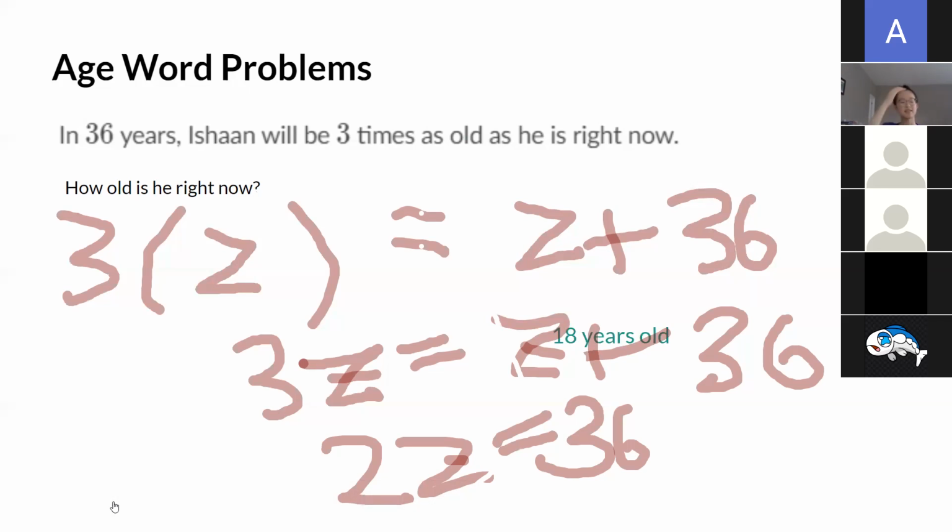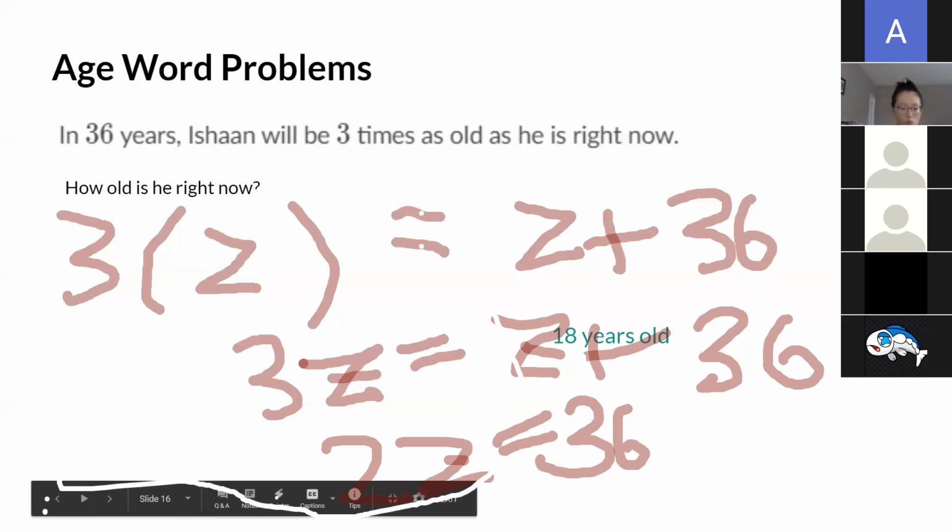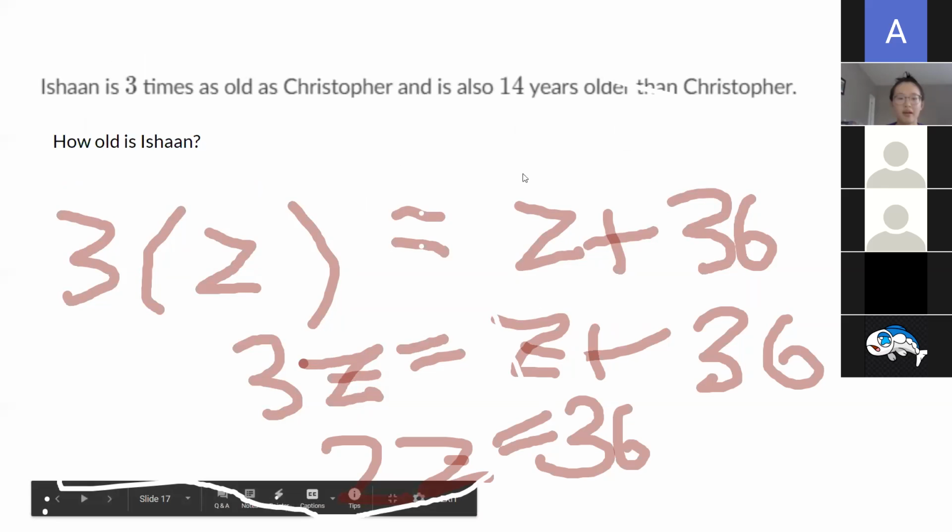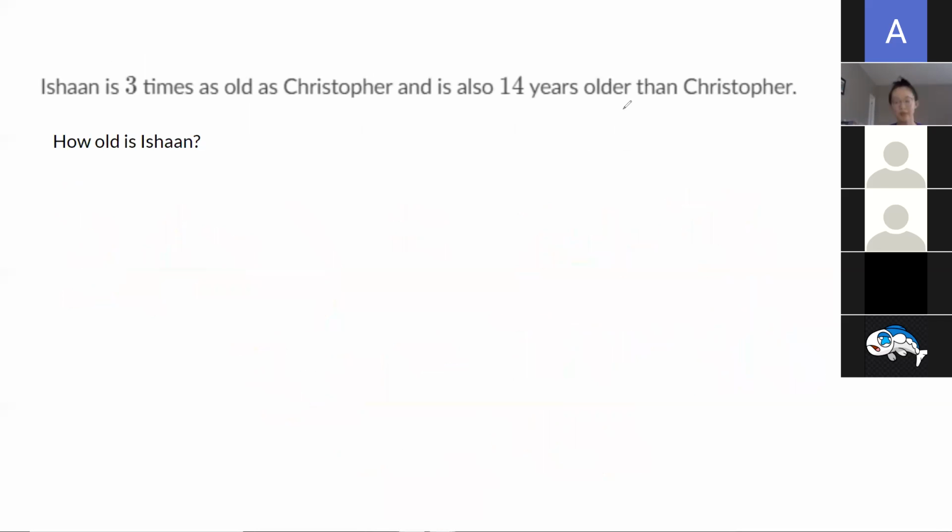I guess this wasn't really a system in the strongest sense, but it's really important to know how to construct these equations and be able to use them together. Does anybody have any questions? Okay. How do I clear this? Okay, there we go.